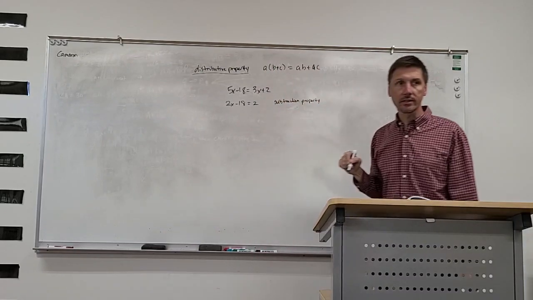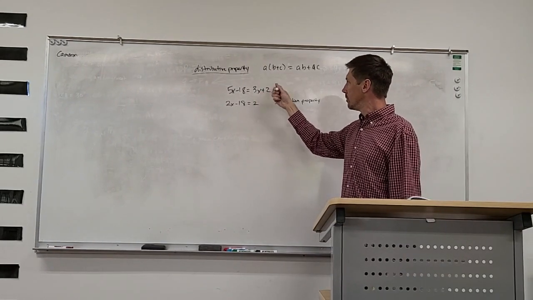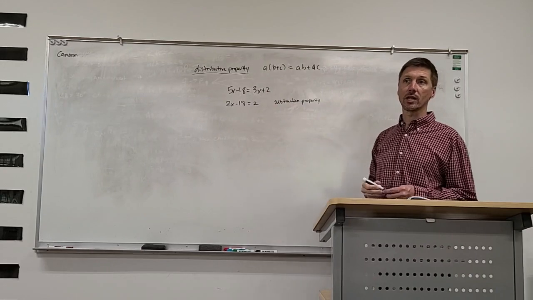What did we subtract? 3x. We took the 3x here, right? We subtracted 3x from this side and we subtracted 3x from that side. So that's why we use the subtraction property to do that.